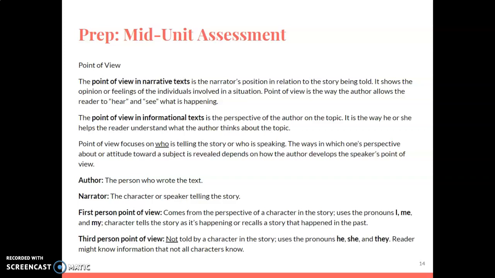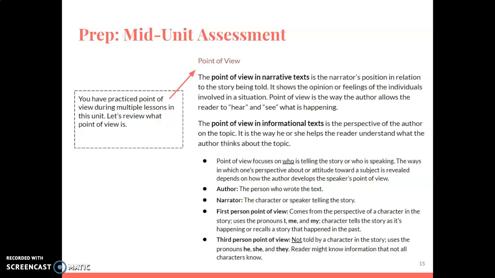Now, third person point of view is not told by a character in the story. It uses pronouns such as he, she, and they. The reader might know information that not all characters know. You have practiced this during multiple lessons in this unit, and we've already reviewed what point of view is.